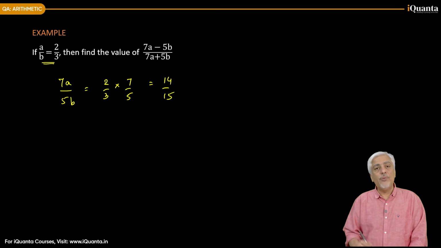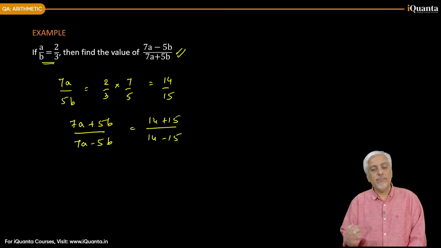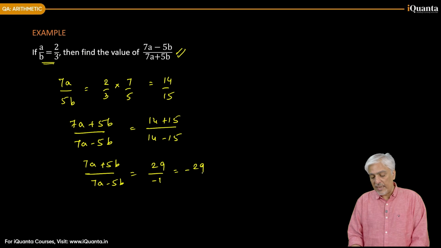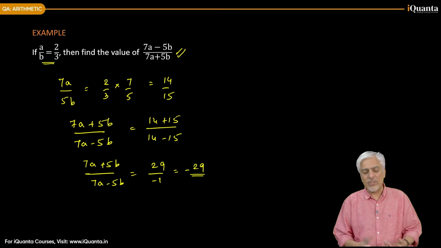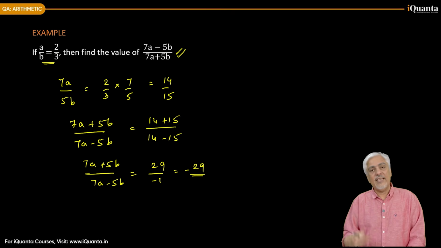Now, if I apply componendo dividendo, what will I get? Let's not worry about what they've asked. Let's apply only componendo dividendo. So I'll get 7A plus 5B upon 7A minus 5B will be 14 plus 15 upon 14 minus 15. Fair enough. So I get 7A plus 5B upon 7A minus 5B is 29 upon minus 1, which is minus 29. Right? So I've got this much, but this is not what is asked. They've asked the exact thing in the opposite ratio.